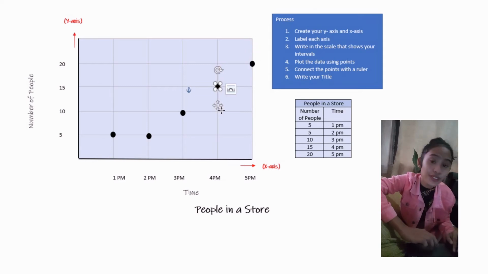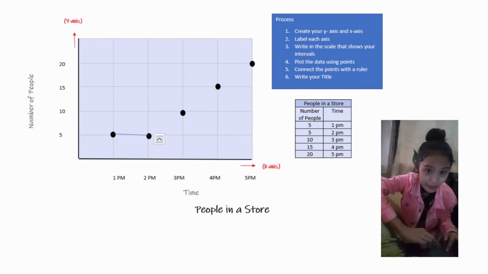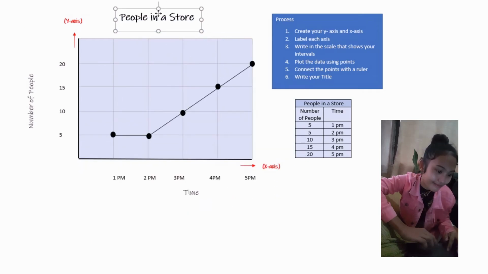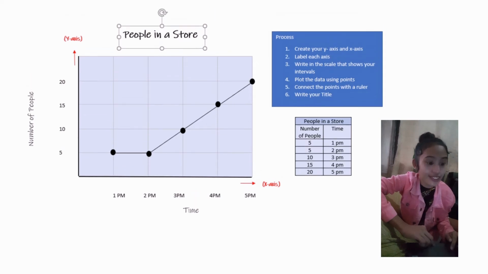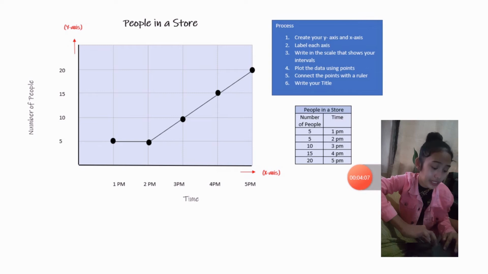Next thing we have to do is to connect the points with a ruler. But we don't have a ruler, so let's make it imaginary. Let's draw a line from 1 to 2 and a line rising up from 2 to 5 p.m. Next, write the title. The title for this graph is the people in a store. So I am going to put it above. Now you finally know how to create a broken line graph.